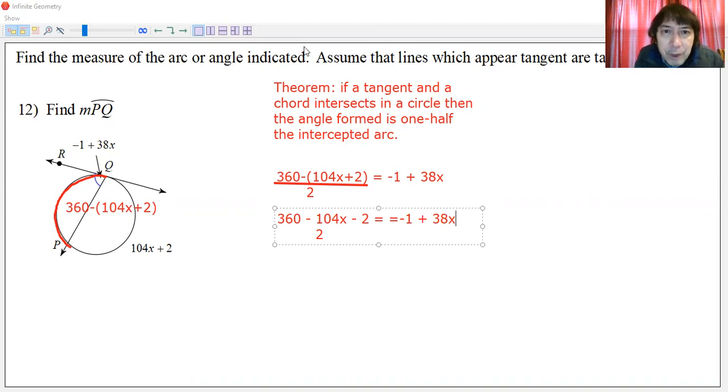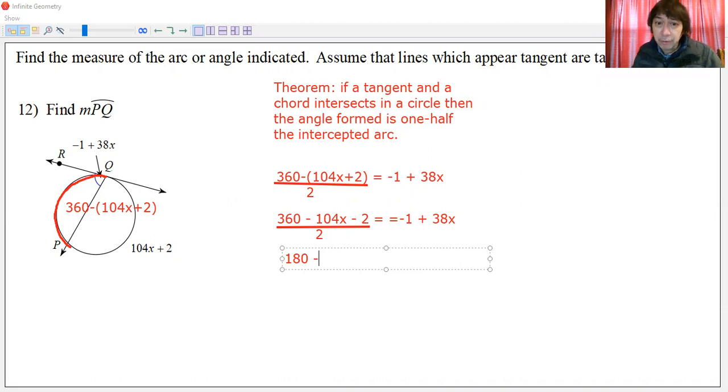Okay, so let's put the divide symbol. Let's make the numbers smaller. These are all divisible by 2. So 360 divided by 2 is 180. The 104x is divisible by 2, that'll be 52x. And the 2 is divisible by 2. Of course, that becomes 1.